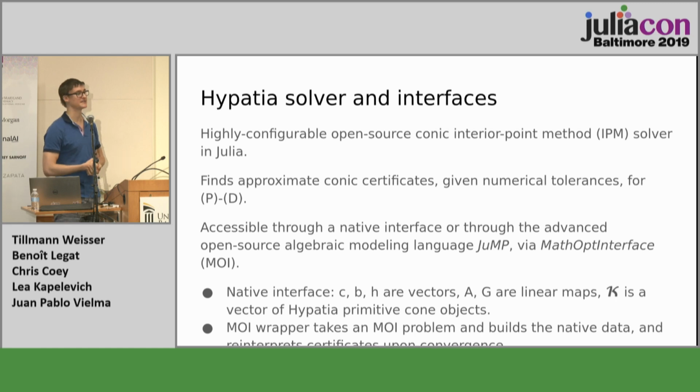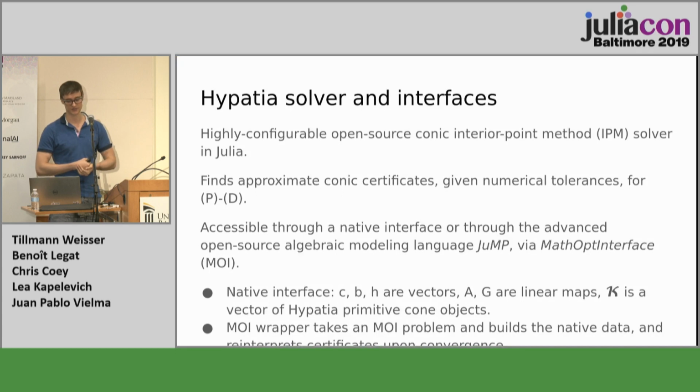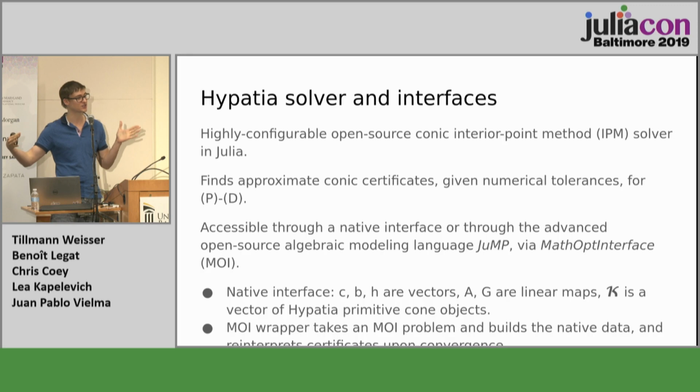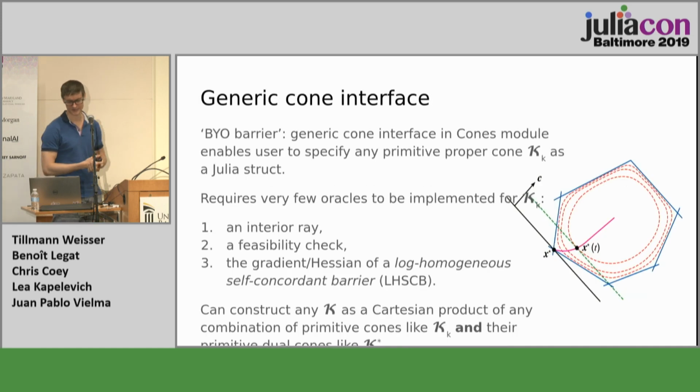So with the native interface, the data for the primal, we have c, b, and h are just vectors in Julia. A and G are linear maps, and K is specified as a vector of Hypatia primitive cone objects, which are just Julia structs. Our MathOptInterface wrapper takes an MOI problem and transforms it into that form and gives that data to Hypatia, and at the end it reinterprets the certificates back into duals that MOI can return.